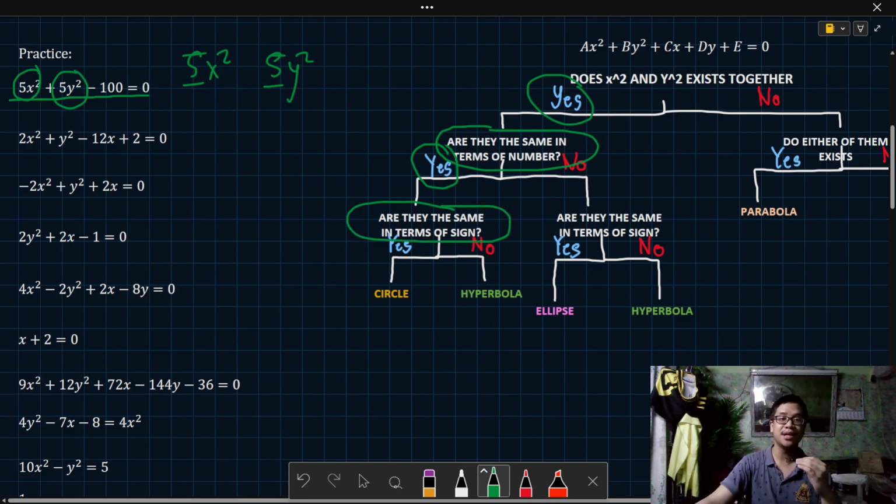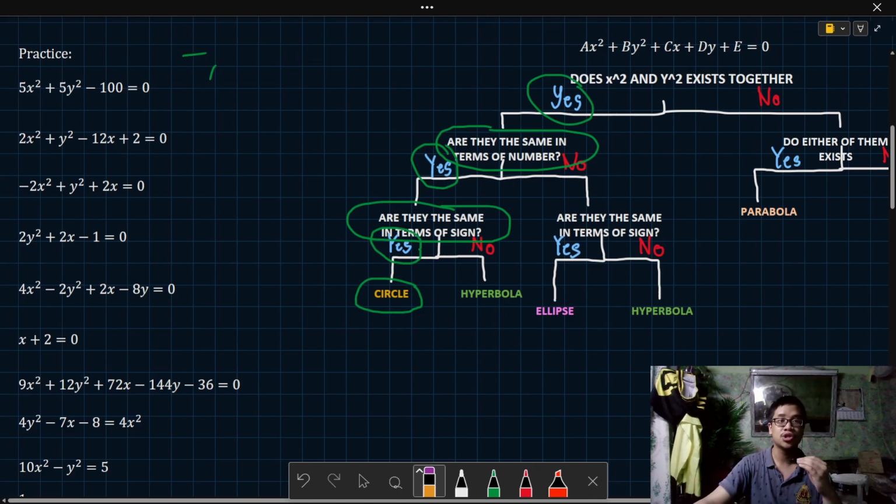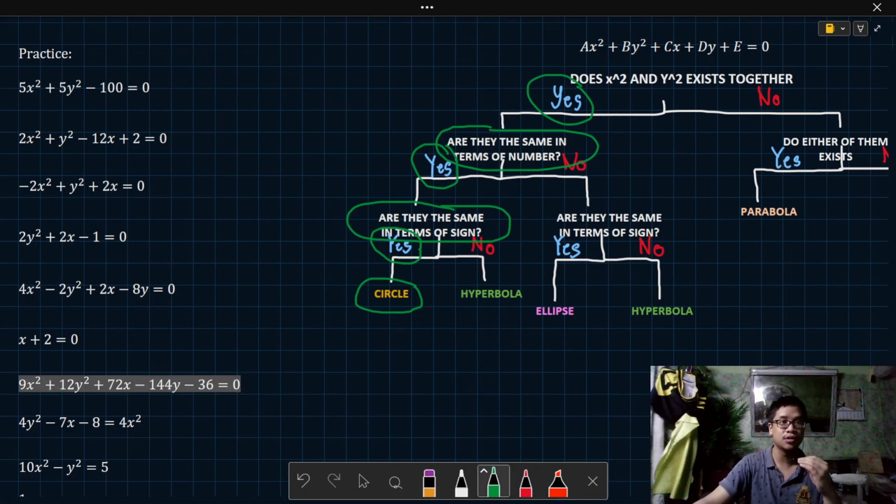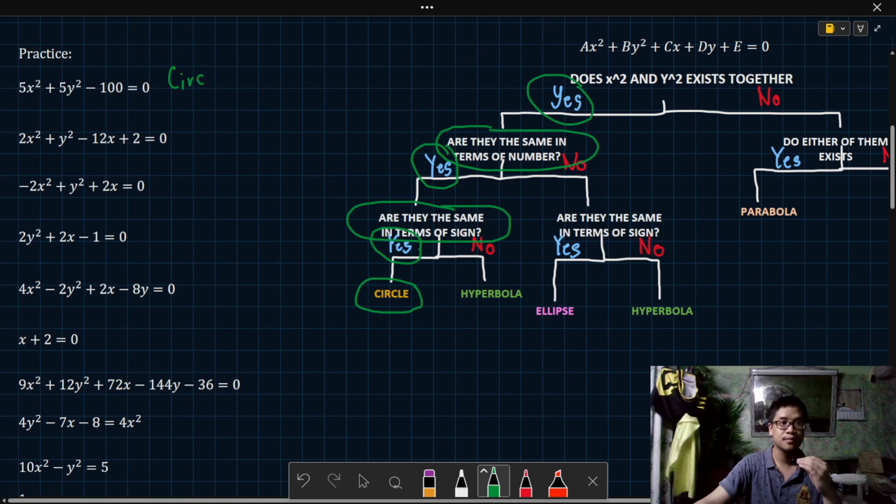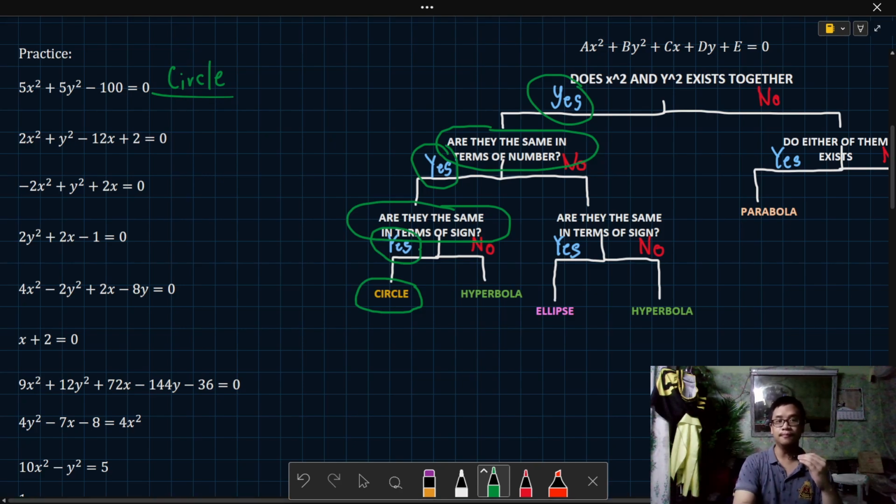Now the third question: are they the same in terms of sign? Since both of them are positive, it's a yes. Therefore, your answer is a circle. So the answer for the first problem is a circle. Okay, we proceed to the next problem.